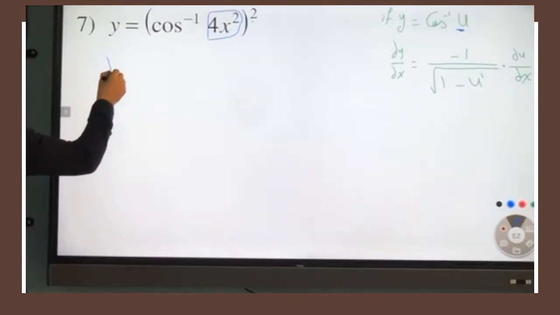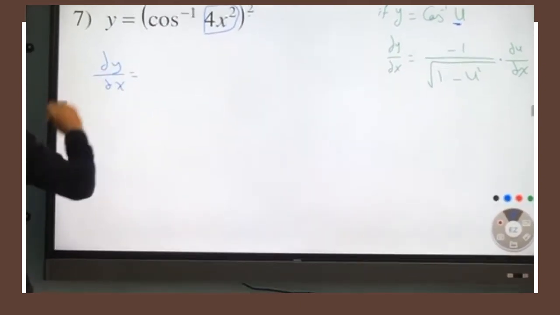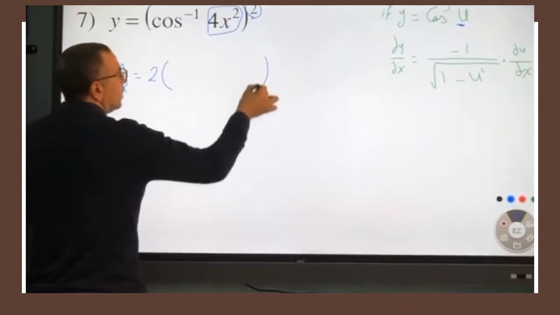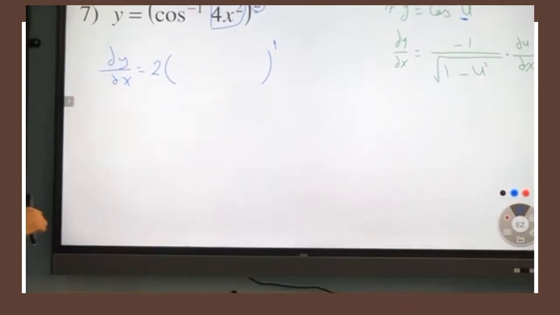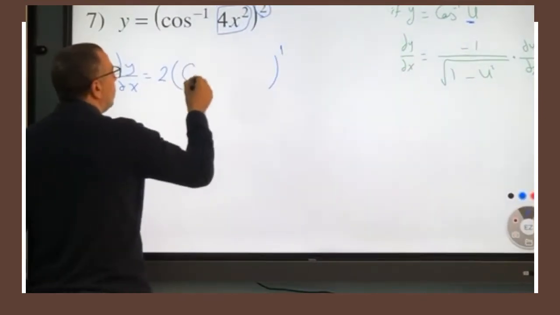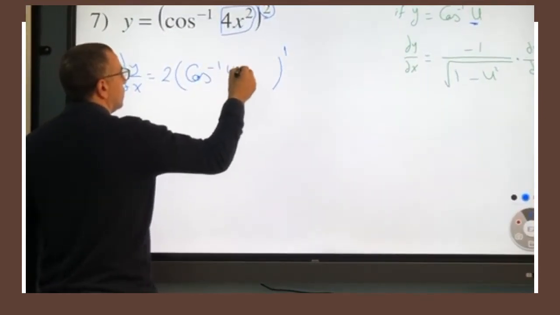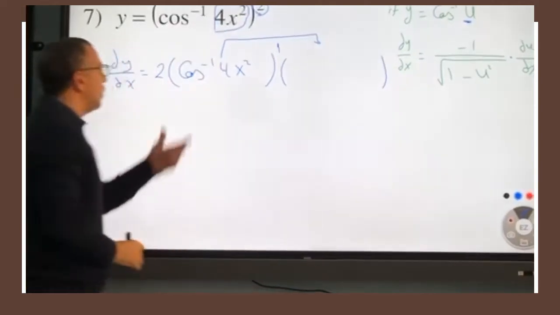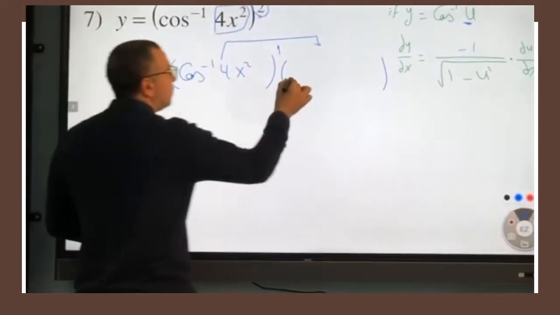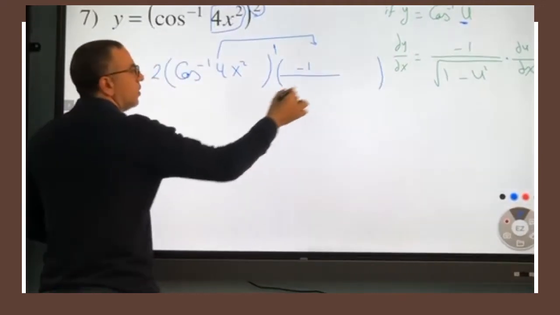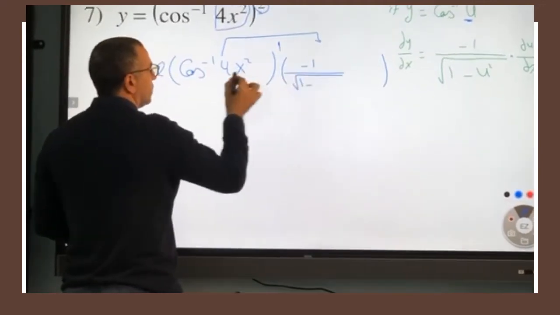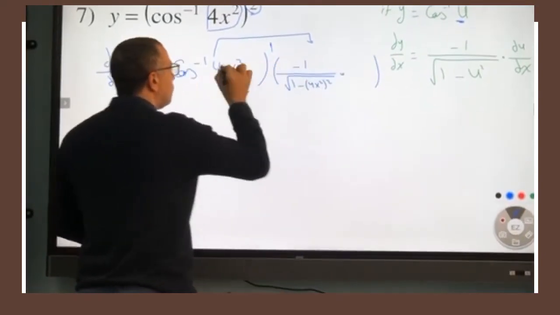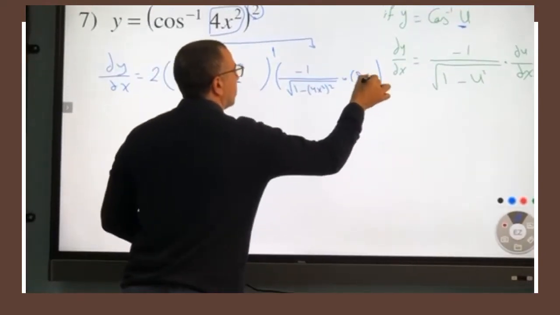So the derivative of y with respect to x is equal to: I put down the power, subtract from the power 1, so 2 minus 1 is equal to 1. I put down the same function, multiply derivative 1 inside. Now, what is the derivative here? The derivative here is negative 1 over root 1 minus the function squared, multiply derivative of 4x squared, which is 8x.